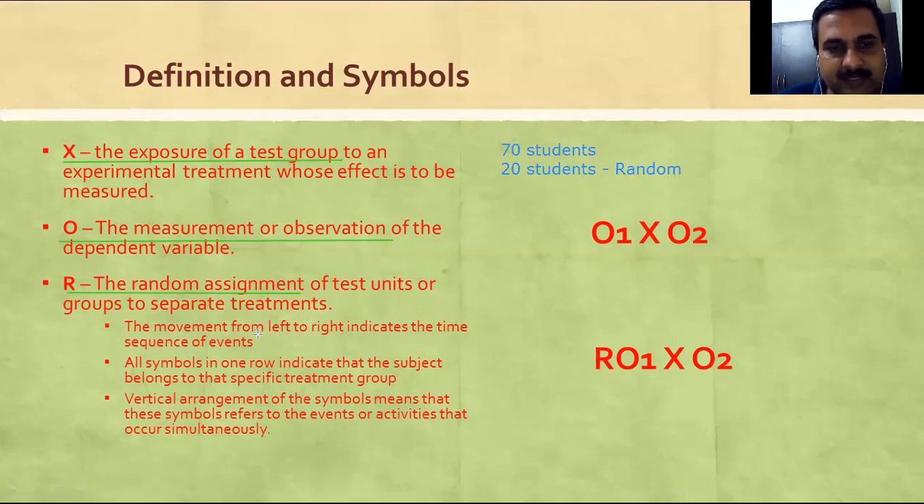Just note this. Left to right indicates the time sequence of the event. What does it say? Like the time sequence of O1 and O2. These two, O1 and O2, must be varying in terms of time sequence. First O1 must have happened, and after giving this exposure or treatment to the observation or the test unit, we get O2 as the second observation.